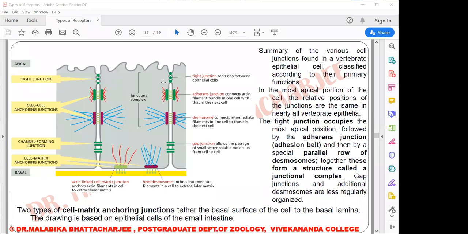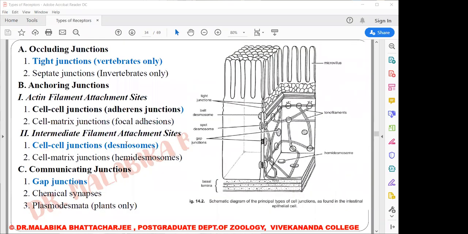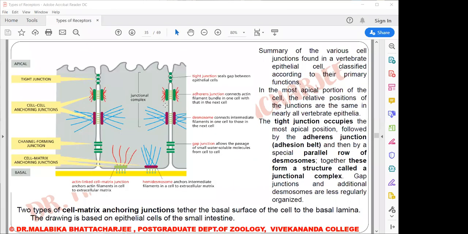So as you can see, this is a tight junction. As I said, it seals the gap between epithelial cells. Then, as I said, we'll be studying in detail the desmosomes. The desmosomes fall under the category of anchoring junctions, if you remember. So as you can see, these are the desmosomes.